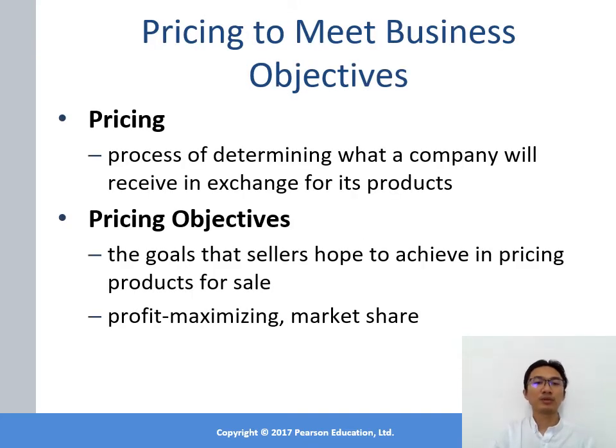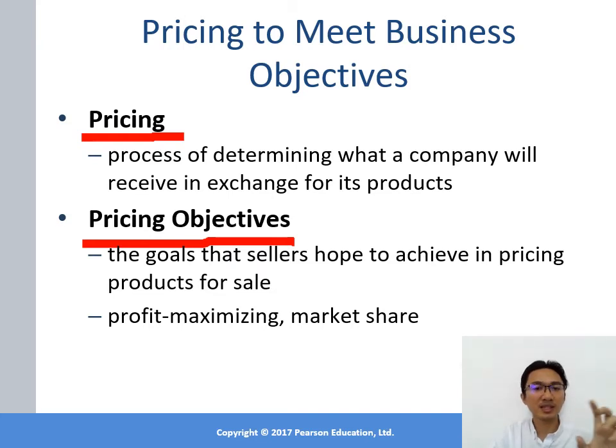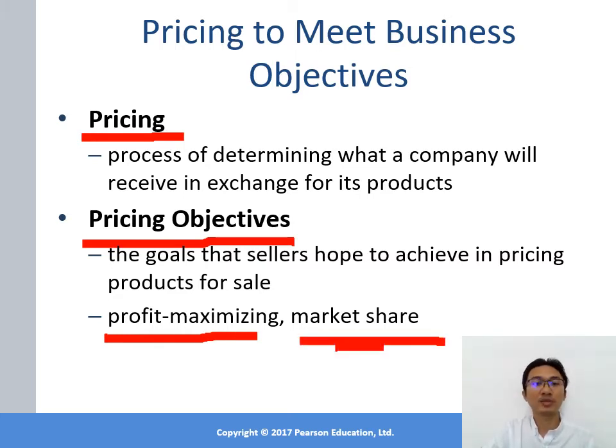So moving on, we go to pricing. The second major component of the marketing mix is pricing. Pricing here is actually the process to determine what customers pay and what the seller receives in exchange for a product. Pricing objectives are the goals that sellers hope to achieve in pricing products for sale. Some companies have a profit maximizing objective, while others have maybe a market share pricing objective.